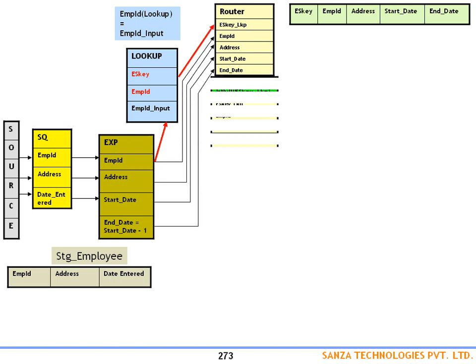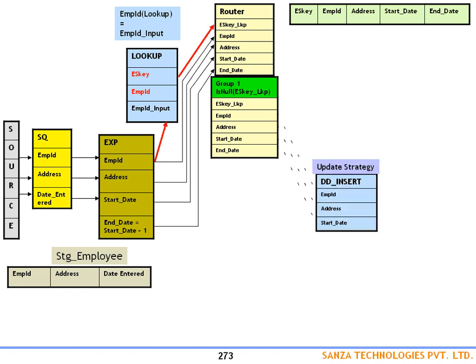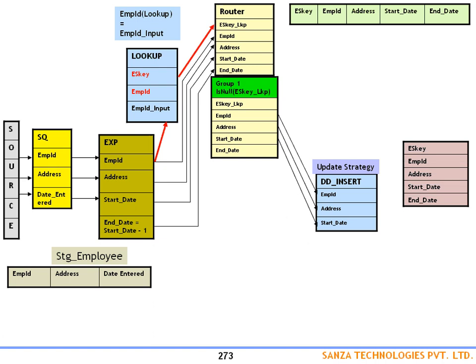Then we do a router. First condition: does the record exist or not? My target in my lookup table, the record does not exist, so it will return a null value. If it returns a null value, that record has to be inserted. So I will use the update strategy transformation. The router will generate the target table. For this, I only take the start date, I won't take the end date.